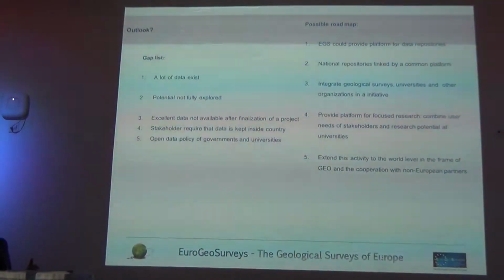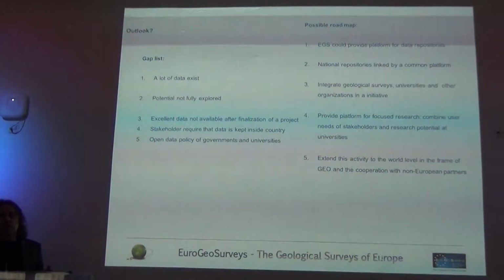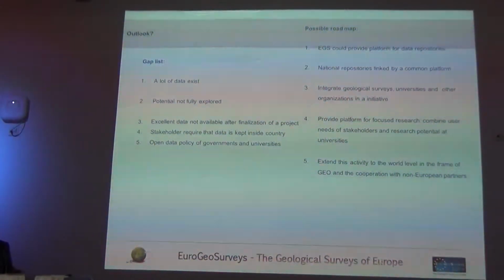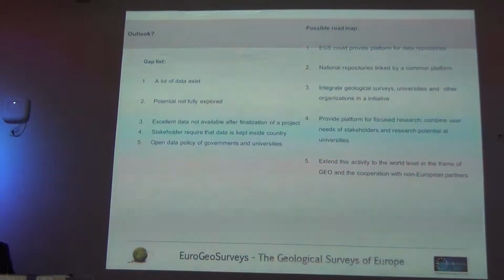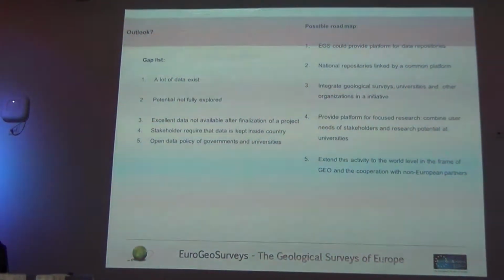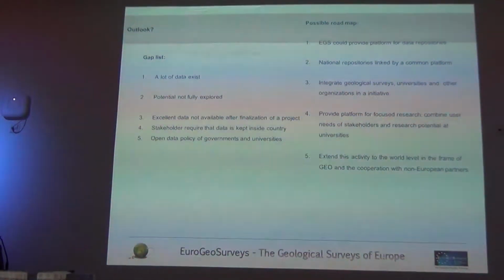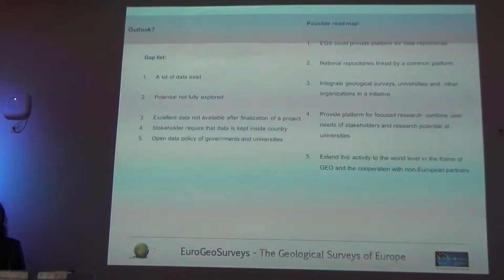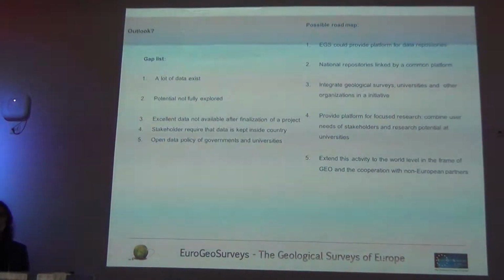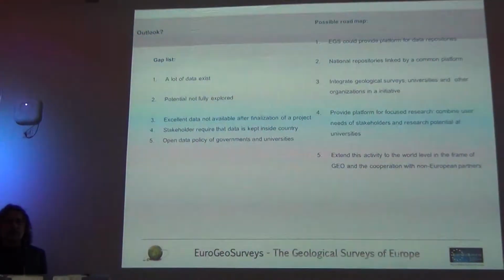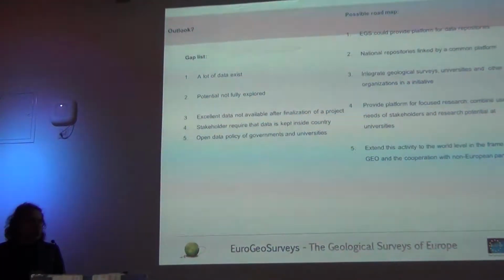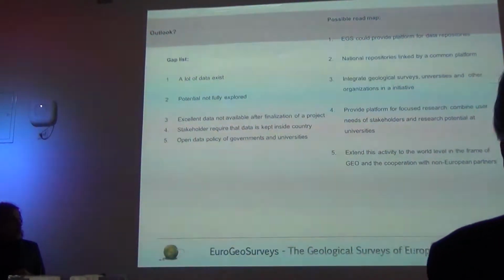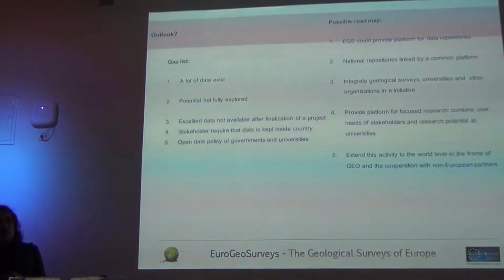For example, in Austria, we are working with the Torrent and Avalanche Control. They are responsible for landslides, and we also work with some authorities responsible for dam sites. They don't like it if the data is kept somewhere in a different country. It's something they don't feel well about. But they would feel well if the data is kept in a repository that is elaborated at the National Geological Survey.